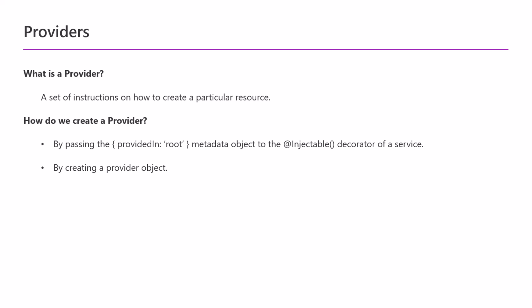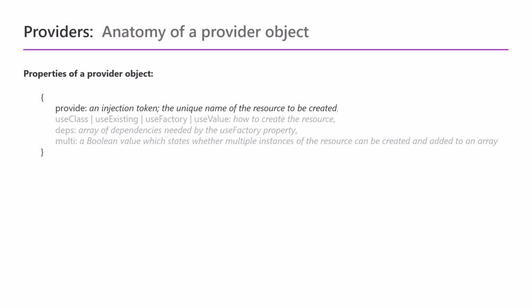For other types of resources, we create a provider by creating a provider object. Let's take a look at the properties of a provider object. The provide property is the injection token for the resource, that unique name for the resource. And remember, that can be either the class in the case of a service, or the injection token instance that we create for non-class resources.